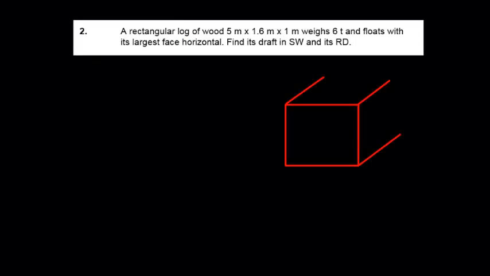So here in this problem, this is a rectangular log of wood, 5 meter long. Suppose this is 5 meter, and 1.6 meter this side, and this is 1 meter. The weight of the log is 6 ton and it floats with its largest face horizontal. That means this is the largest face and it is floating with this largest face horizontal. Find its draft in salt water and its RD. So we need to find the draft in salt water.